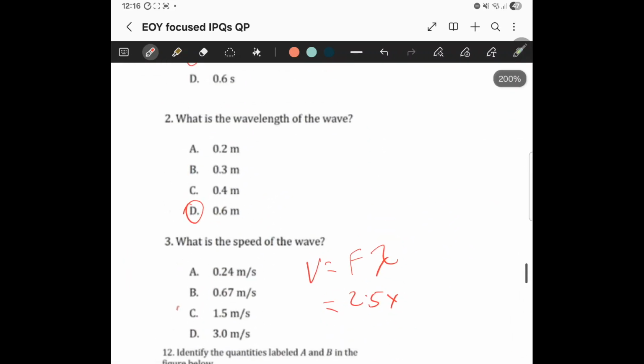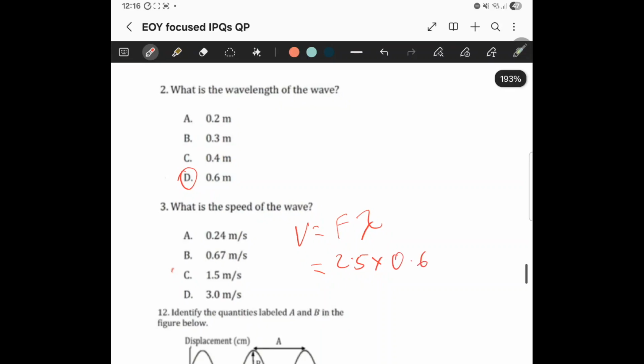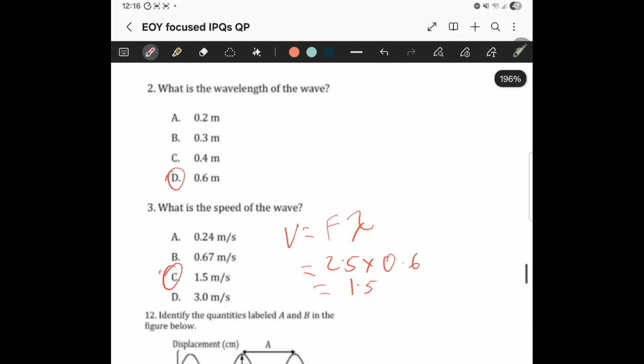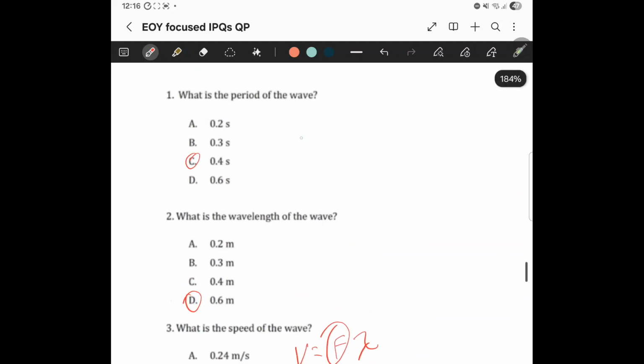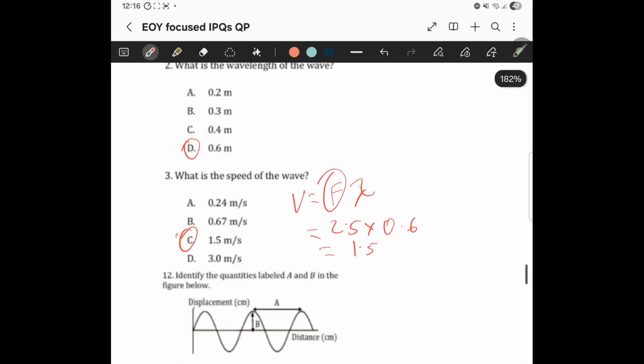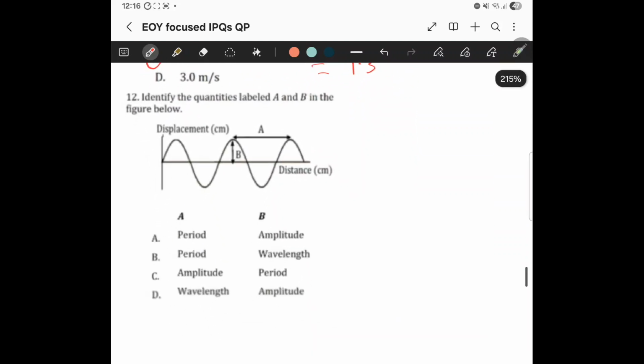2.5 multiplied by my wavelength, which I said was 0.6. As 2.5 times 0.6, I will get 1.5. So C is the answer, 1.5. All I did was find the frequency from the period by doing f equals 1 over T, and then I multiplied it by the wavelength. This is the wave equation, so I used that to get the final answer.